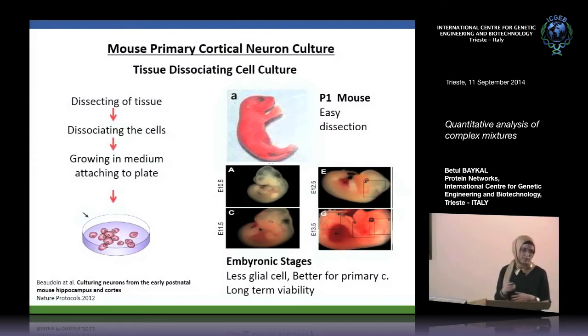Then I moved to embryonic stages. I used many different embryonic stages, starting from 10.5 to 17.5. And for me, 13.5 was the best model that I can go with, because in this stage there are fewer glial cells, so you have fewer contaminant cells, let's say. And it's better for primary culture because they are staying viable for longer times.